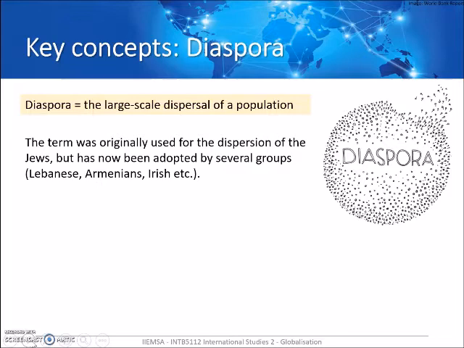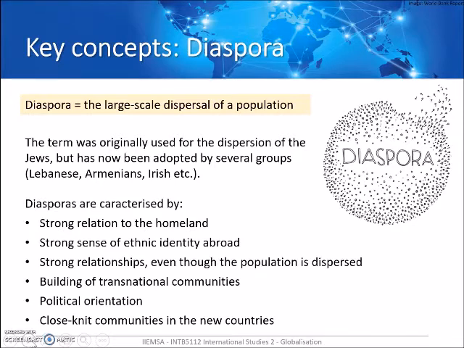connection. Usually, the term was originally used for the dispersion of the Jews, right? So usually when we hear the word diaspora, we think of the Jewish people that were spread all over the world until they got their homeland back in the country of Israel, right? But the term has been adopted by other groups as well, right? And usually when we talk about diaspora, and this is more in terms of clarification so that you know the term, because you will come across it in the media and in academic papers as well.